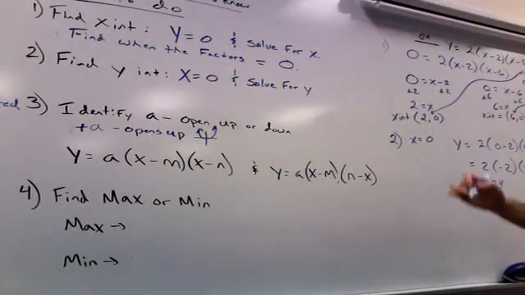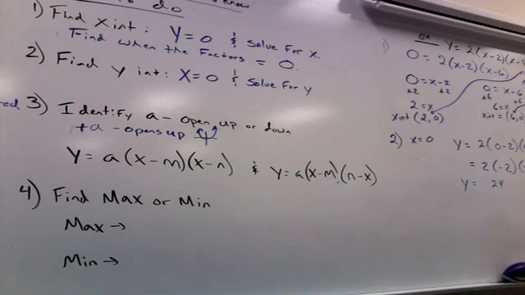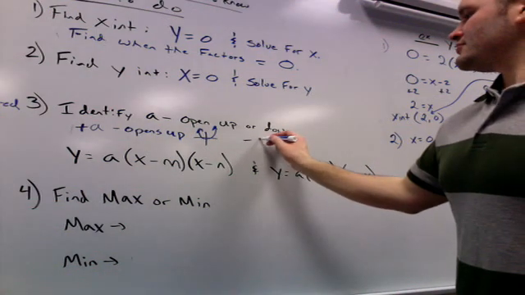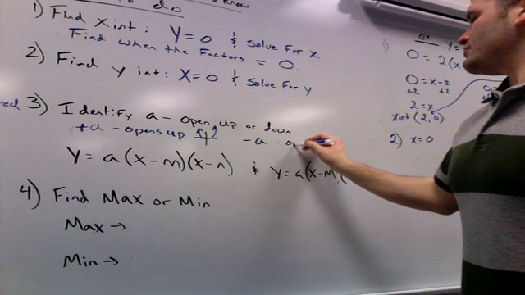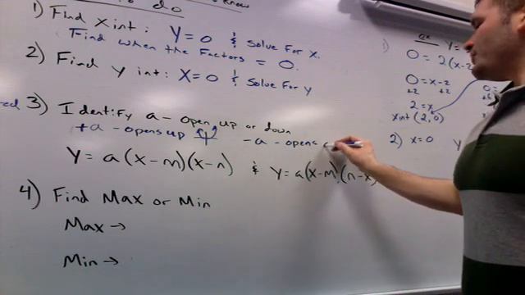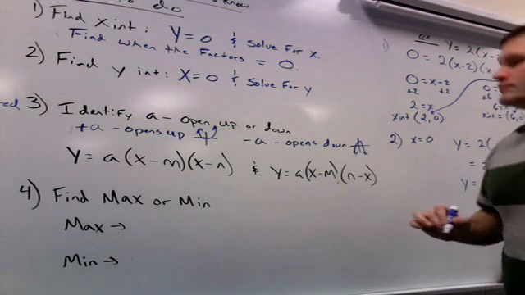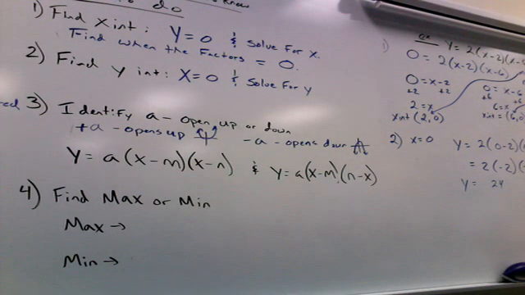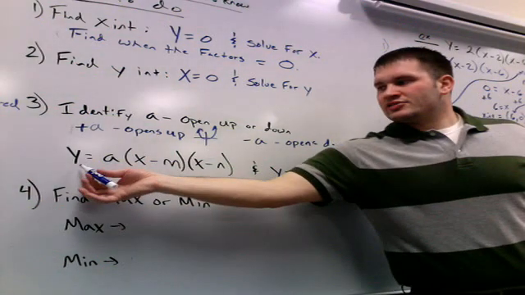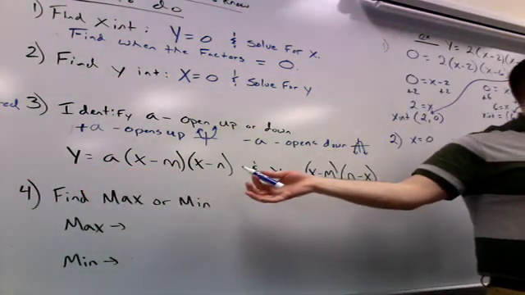If positive A means it opens up, what do you think a negative A means? Opens down, downward. Looks like an N. So the other equation we have up here is negative 3 times x plus 3, x minus 5. Is that going to open up or down? Open down, because my A value is negative 3.